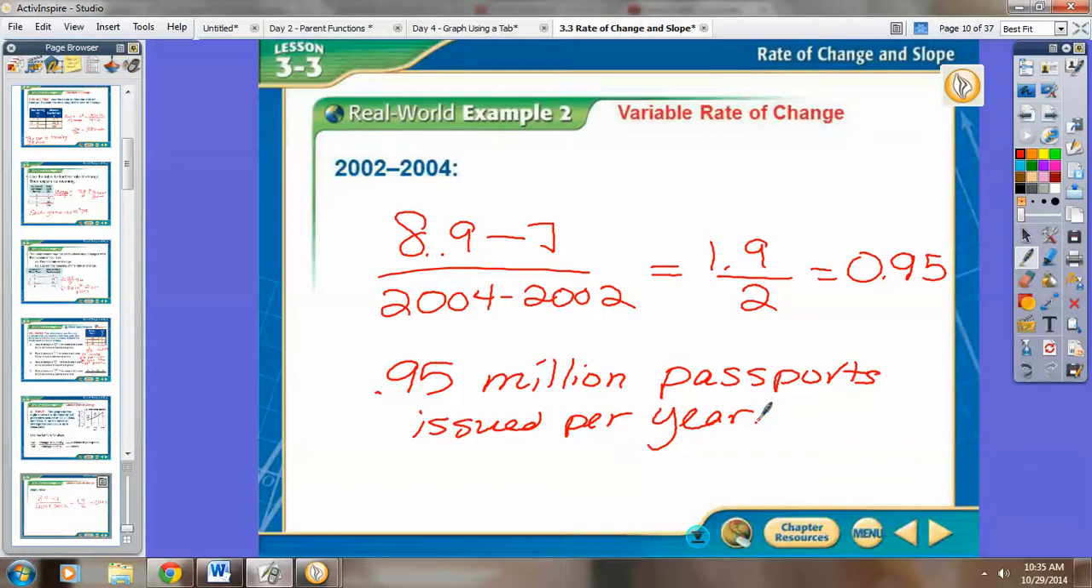You could also think of it as there were 1.9 million passports issued every 2 years. That's another way to think about it. Because 0.95 million doesn't really make sense to talk about in terms of millions. We don't even have 1 million. It would be 0.95, just shy of a million.